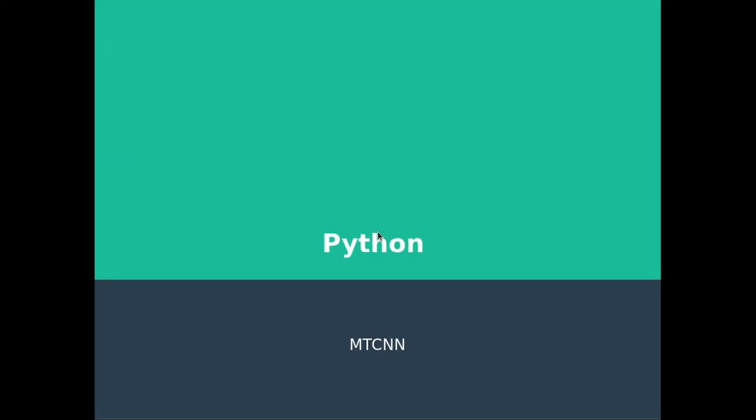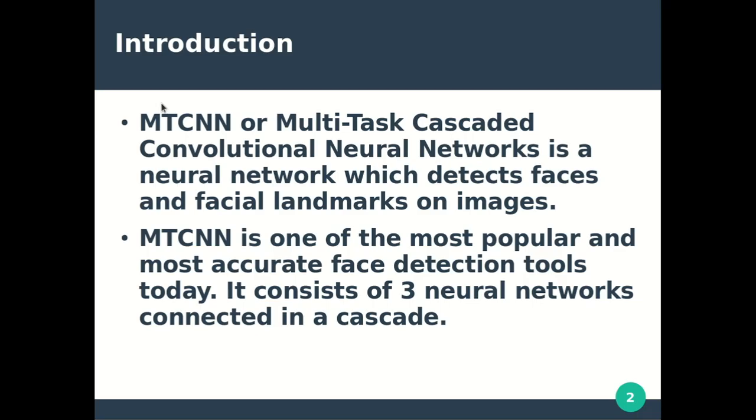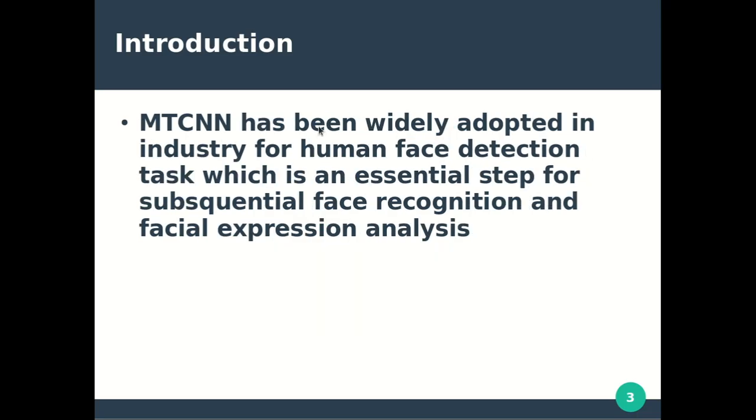Python MTCNN. MTCNN stands for multitask cascaded convolutional neural network. It is a neural network which detects faces and facial landmarks on images. MTCNN is one of the most popular and most accurate face detection tools today. It consists of 3 neural networks connected in a cascade. MTCNN has been widely adopted in industry for human face detection tasks, which is an essential step for subsequent face recognition and facial expression analysis.